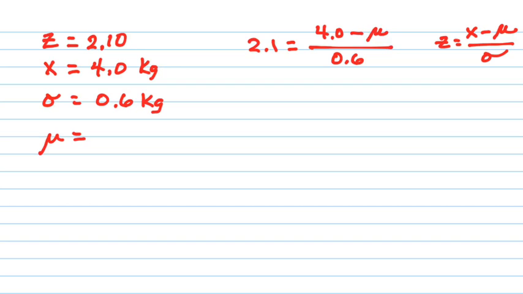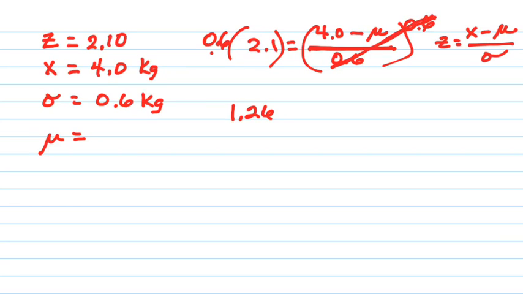Remember the first thing, if you have fractions, the first thing you have to do is get rid of them, right? So the opposite of divide by 0.6 is what? Yeah, but whatever you do to one side, you're going to do to the other. Right? So 0.6 times 2.1, what does that give me, someone? 1.26, thank you. Now over here, they're just simply going to divide away, which is the whole reason we did it. So that's going to leave me 1.26 equals 4.0 minus mu.